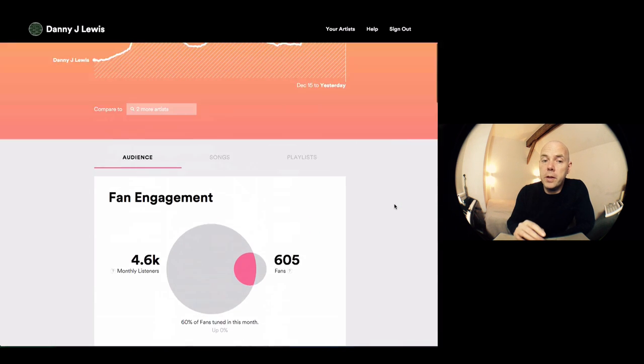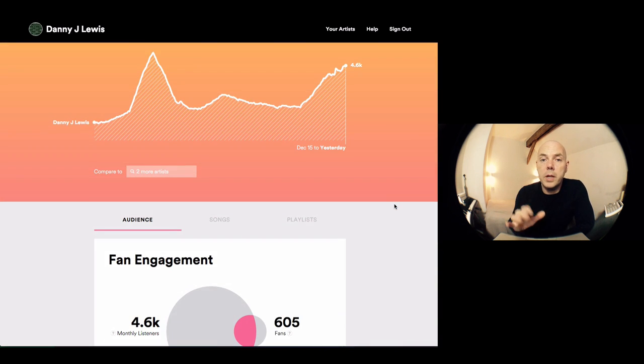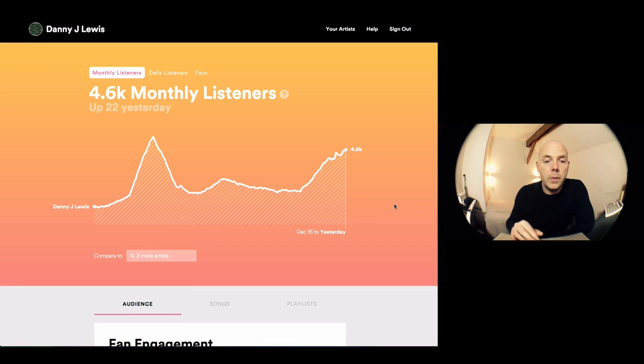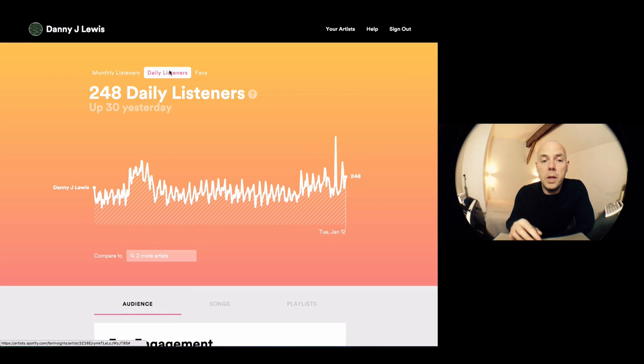Okay, so that's the first screen we've got there. This is at the artist level. And we've also got the graph switchable between these different modes. So we could look at the daily listeners, run the mouse cursor over here. So yeah, more detail on the graph.